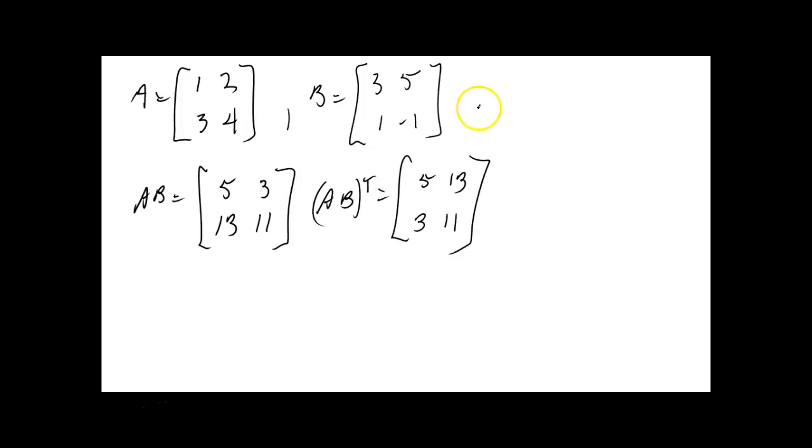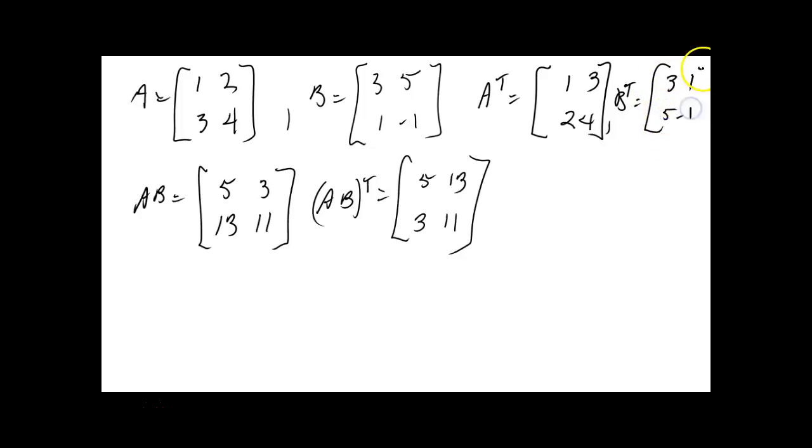Now let's do A transpose. That would be 1, 3, 2, 4. Got it? B transpose: 3, 1, 5, negative 1. I have a feeling it's going to be hairier as the matrices get bigger. Oh, you better believe it. Okay. What's A transpose B transpose?